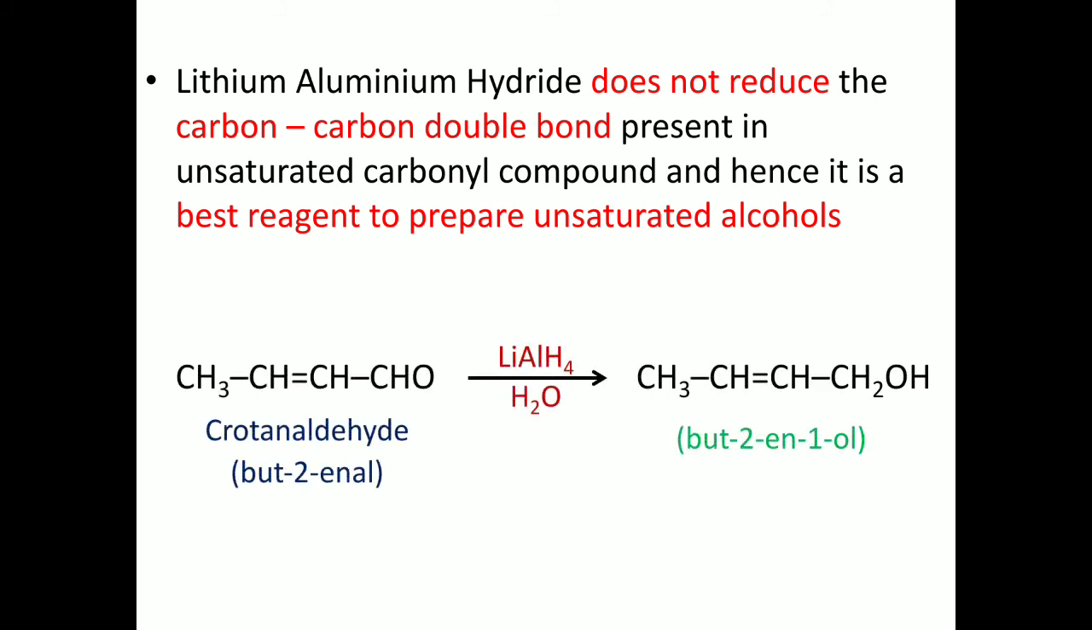Here crotonaldehyde, that is but-2-enal, is one of the examples for unsaturated aldehyde, which on reduction with lithium aluminum hydride followed by hydrolysis gives an unsaturated primary alcohol, that is but-2-en-1-ol. So here lithium aluminum hydride does not reduce the carbon-carbon double bond present in the compound, so it is the best reagent to prepare unsaturated alcohols.